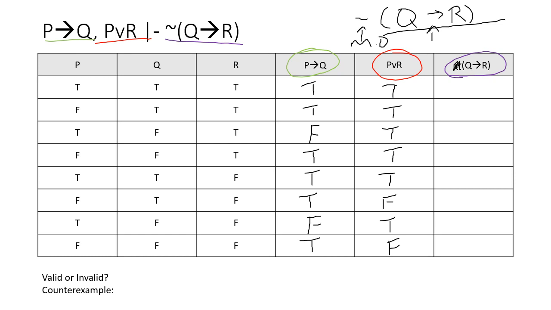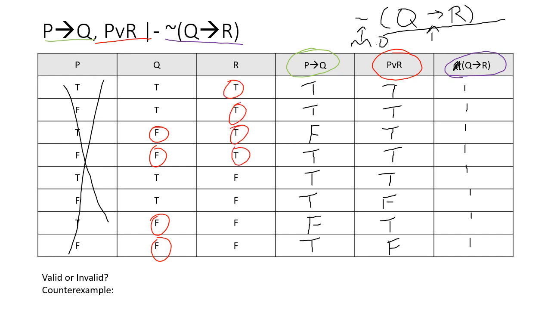So let's just focus on the arrow. So the arrow is going to be just Q arrow R, so we can ignore the P for right now. I'm going to drop down some lines. So Q arrow R, it's an arrow, so it's going to be true wherever the left side is false or the right side is true. So you're going to have true, true, true, true, false, false, true, true.